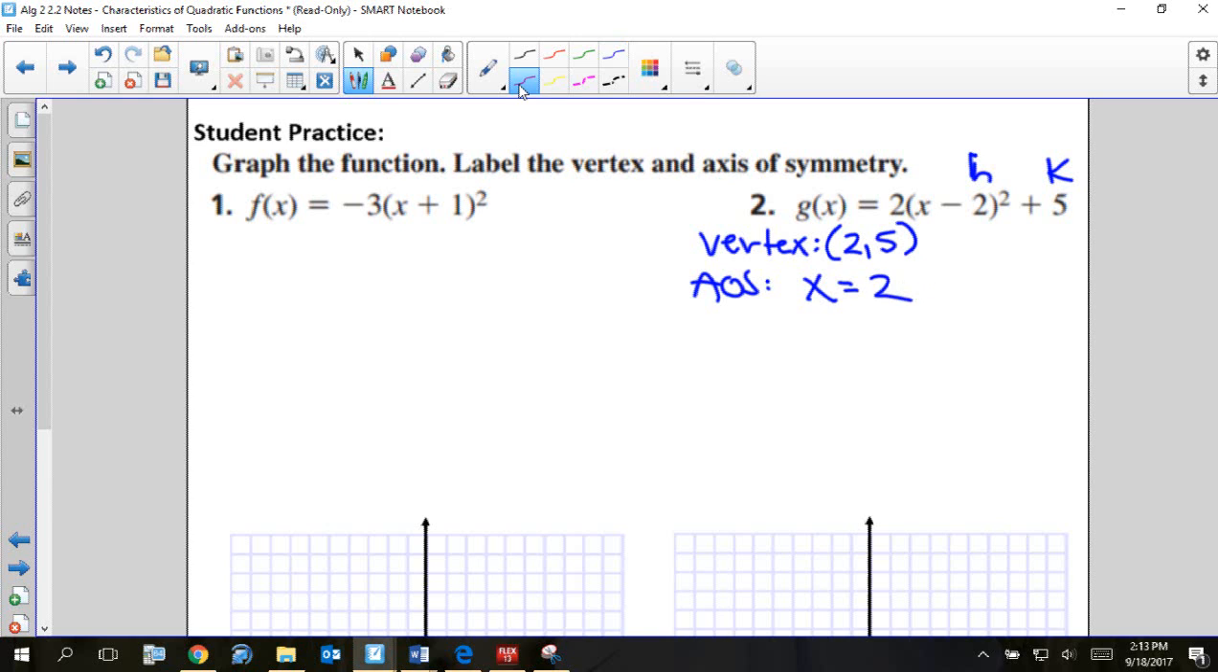Y-intercept, how do we find the y-intercept? We plug in 0 for x. So we're going to do f of 0. We're going to plug in 0 into our equation for x: 2 times (0 minus 2) quantity squared, plus 5. Then we use our order of operations.